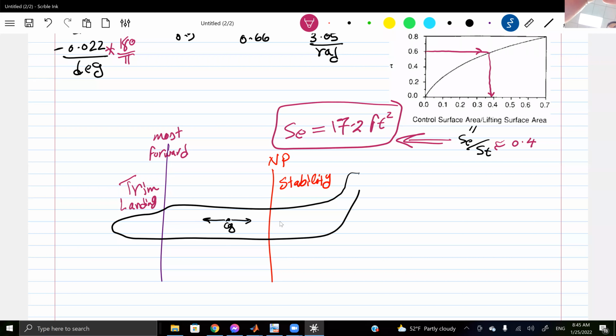So the red limit, which is the backward limit, is dictated by stability. This is a stability limit. The most forward limit on the CG is a balance limit, particularly landing balance or landing trim. Any question about that?